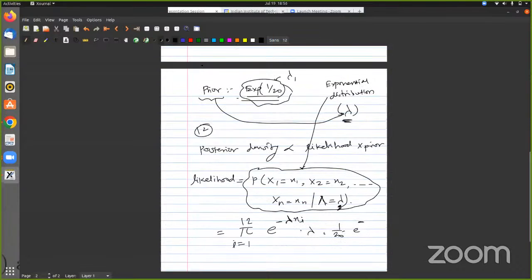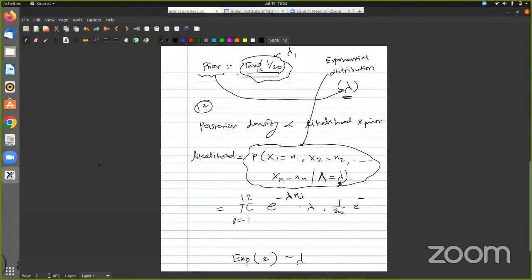So here, what is this? The prior. The prior for lambda is a function of lambda, right? Here this is lambda 1, but this is exponential with 1 by 20. Lambda 1 or some parameter is a distribution function for lambda. So it should be a function of lambda: 1 by 20 e to the power minus lambda by 20, right?